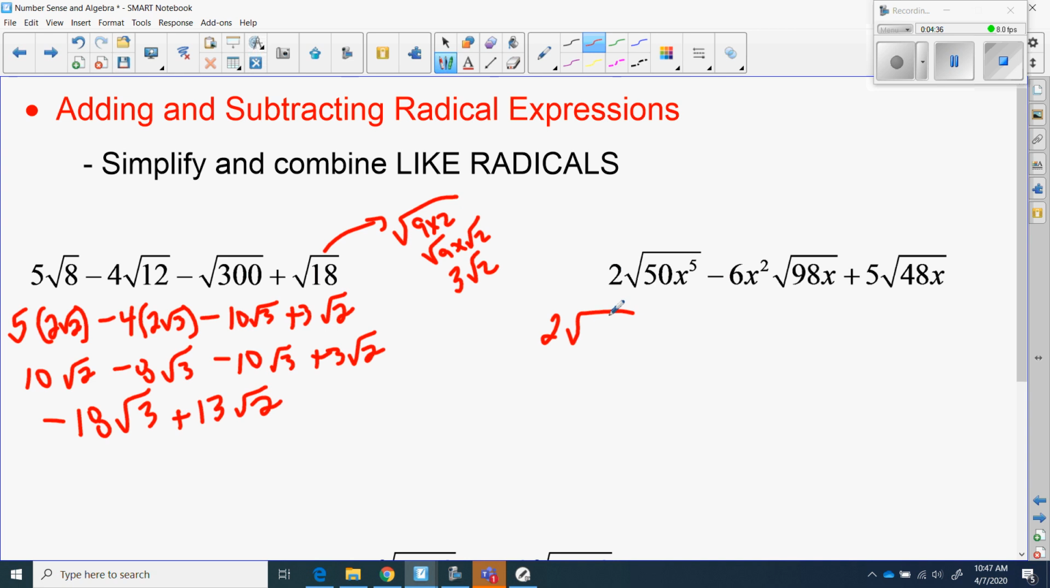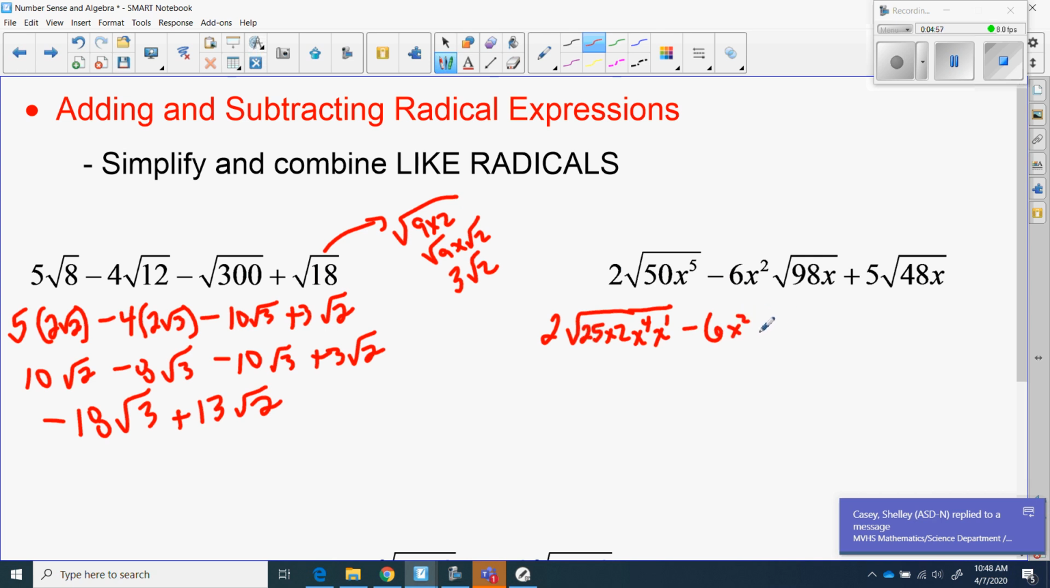So this one I am going to show my work, at least for the first couple. So 50 would be 25 times 2. There's your 50. And then x to the fifth, I'm going to make it x to the fourth multiplied by x to the 1. 4 plus 1, there's your x to the fifth.